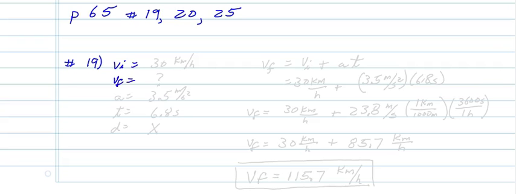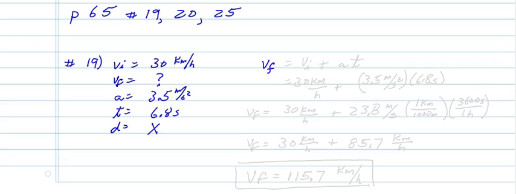The initial, the final, A, T, D. The initial is 30 kilometers per hour. The final is what we're trying to find. Acceleration is 3.5 meters per second squared. It's speeding up, so A is a positive number. Time is 6.8 seconds, and displacement is what's missing.